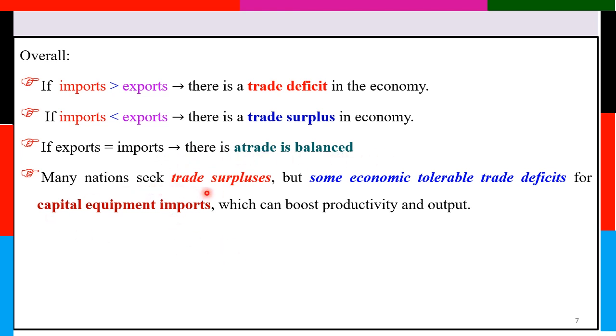Many nations seek a trade surplus, but some economies tolerate a trade deficit for what? Capital equipment import, which can boost productivity and output. Most of the time, a nation wants to have a trade surplus. Even if there is a trade deficit, most countries import what? Products in order to increase the productivity of output, such as heavy machinery.